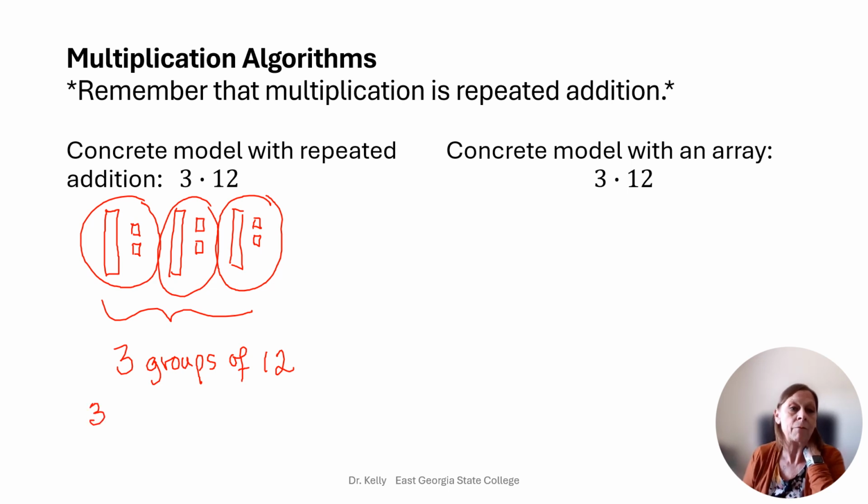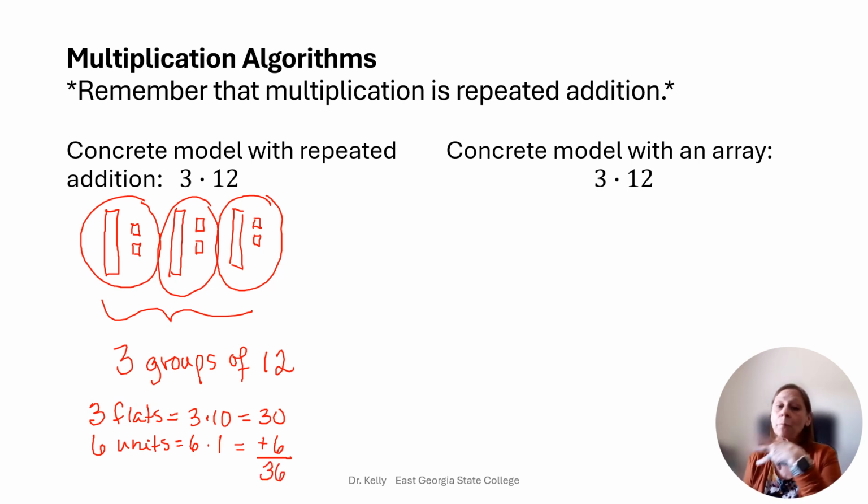We can see that we have 3 flats, which is equal to 3 times 10, which is 30. And we have 6 units, which is 6 times 1, which is 6. And when we add these together, we get 36. So we'll do the same kind of idea with the concrete model. And when you do the concrete model, we're going to draw 3 sets of 12.